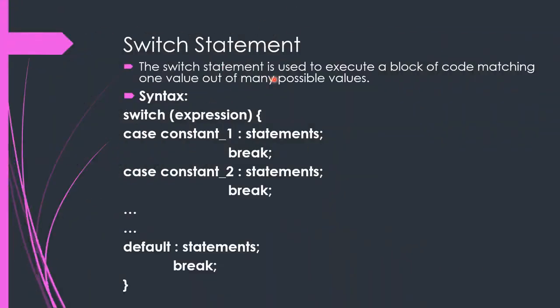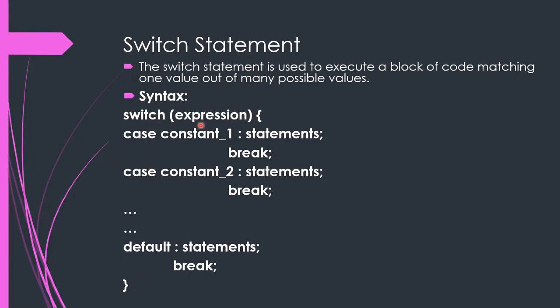The switch statement is used to execute a block of code matching one value out of many possible values. Basically, in this switch statement we switch between the values. This means there are many possible values, and whichever one is matched, its block of code is executed. This is the syntax of the switch statement.